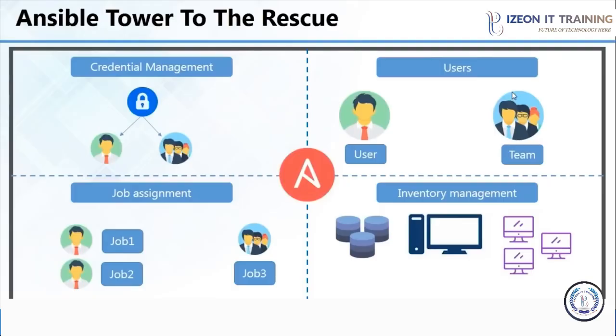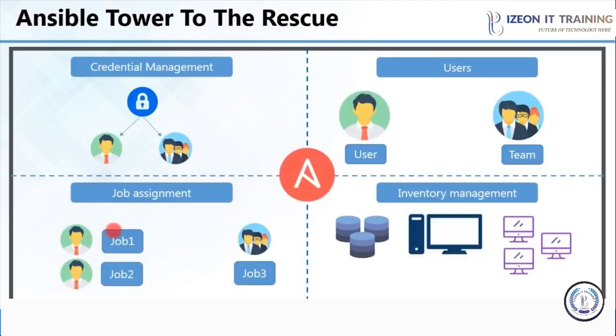So let's see what Ansible Tower did. It has the credential management system which could give different access permissions to each individual user and team. And it divided up the users into teams and single individual users as well. And it has a job assignment system, so you can also assign jobs using Ansible Tower. Let's say that you have assigned job 1 to a single user, job 2 to another single user, while job 3 could be assigned to a particular team. Similarly, the whole inventory was also managed. All the servers dedicated to a particular mission were grouped together, all the host machines and other systems as well.